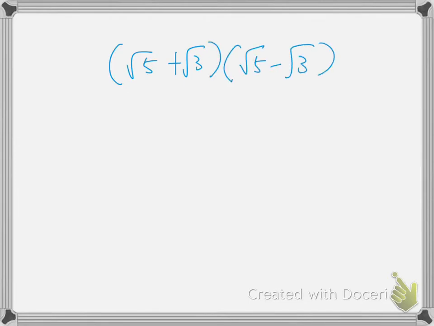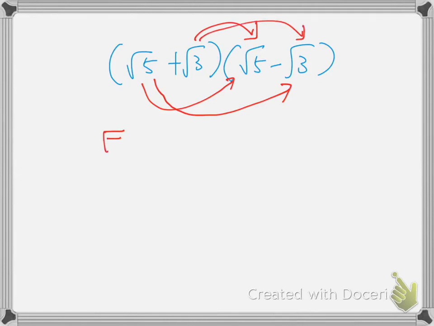So one more example about the distribution case. So let's see, we have radical 5 plus radical 3 times radical 5 minus radical 3. Now if you know the FOIL method, this is FOIL, right? First times first, and then outer term times outer term, inner product, and then last term times last term.